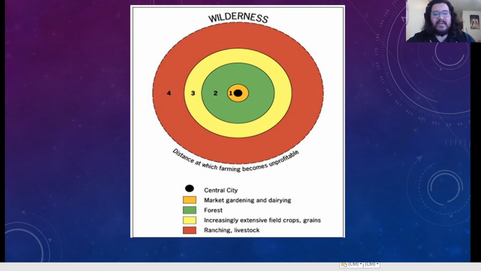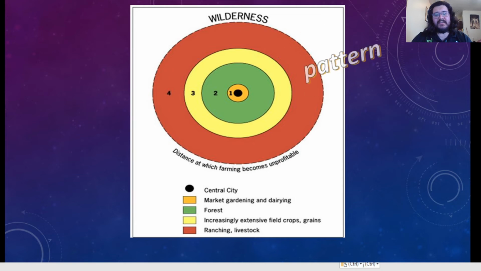So von Thunen's model itself establishes this sort of pattern, right? Now we see the central city, which is what von Thunen noticed, all throughout the countryside in Germany. Cities, towns, urban centers were organized in pretty much the same way. They had the city or market at the center, surrounded by market gardening, dairying, or intensive types of farming, surrounded by another area of forest and natural resources, which was surrounded itself by extensive grain farming, and which was surrounded on its outskirts by ranching and livestock.